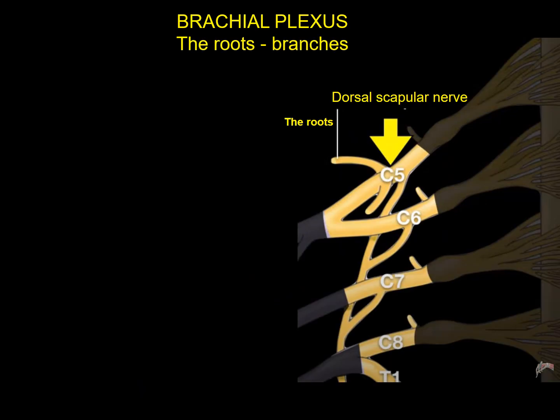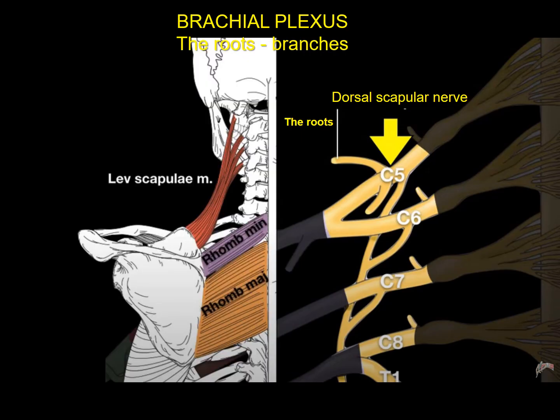The first branch of C5 root is dorsal scapular nerve, which penetrates the scalenus medius and follows the deep branch of the transverse cervical artery. It innervates the levator scapulae and the rhomboid major and rhomboid minor muscles.